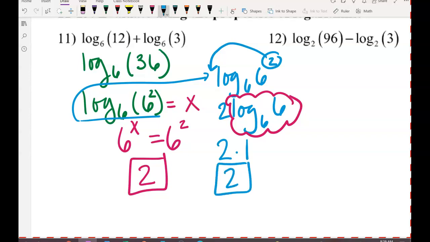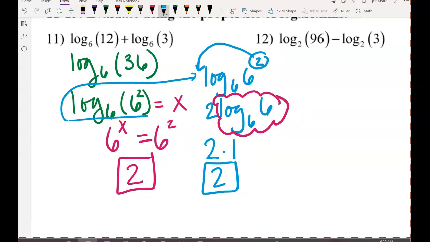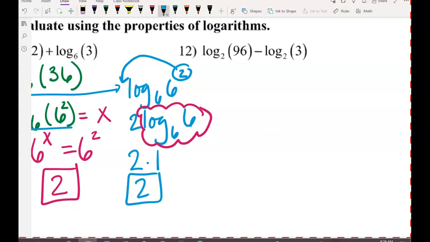Okay. What is log base 9 of 9? 1. What is log base 4 of 4? 1. What is log base 2 of 2? 1, exactly. All right, let's do 12.